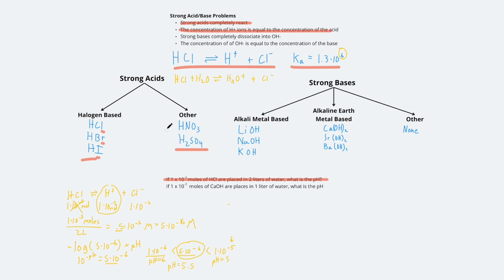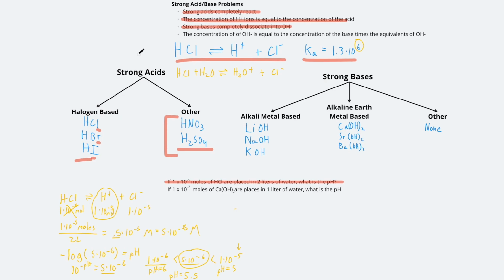And then you only have 2 other acids that you need to memorize, which would be nitric acid and sulfuric acid. Next, let's look at the strong base problems. And the strong base problems add one little additional thing to it, and we will illustrate that right now with our example. But the concentration of OH minus is what we're going to be looking for with these strong bases. And that's equal to the concentration of the base times the equivalence of OH minus. And let's look at the second problem to show what we mean by that.